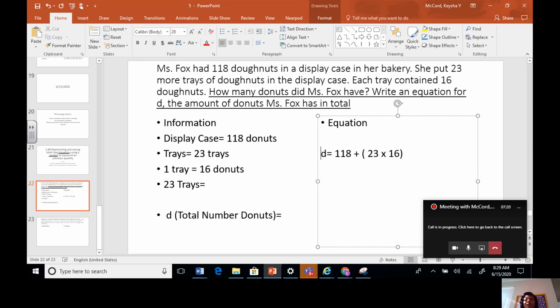So we have done the first step of our problem. The next step is to find out what D is. So I'm going to multiply 23 times 16. Now, again, we talked about this in class. You can use the box method or the standard algorithm. And because we've talked about order of operations, obviously I have more than one step. So I'm going to follow PEMDAS. So I'm going to underline this here.